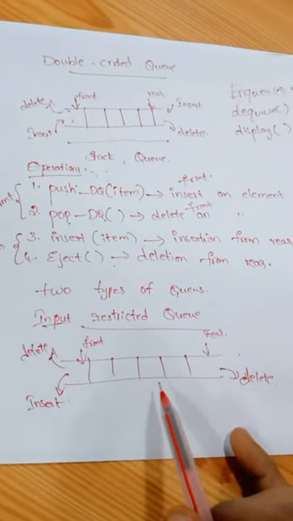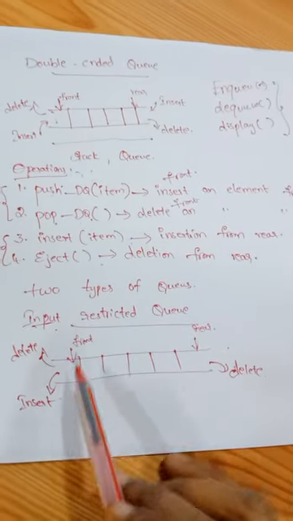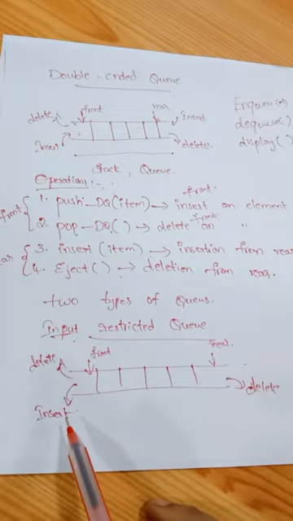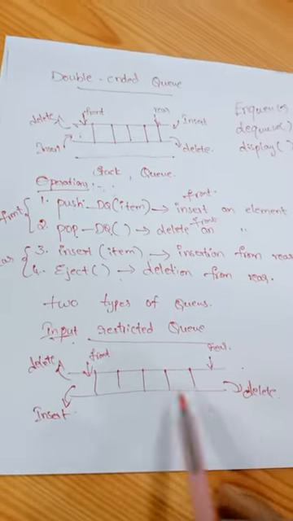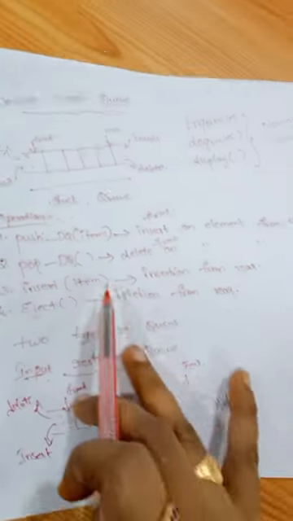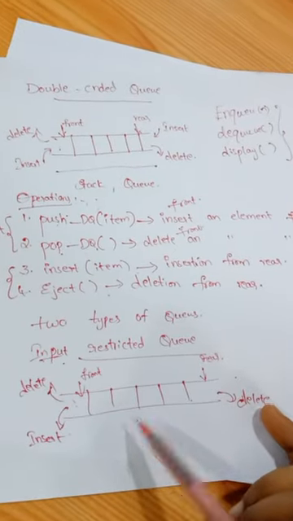We are going to restrict one insert operation from either of the ends. Whatever the end is, we restrict one insert operation, and that is what we call an input restricted queue.